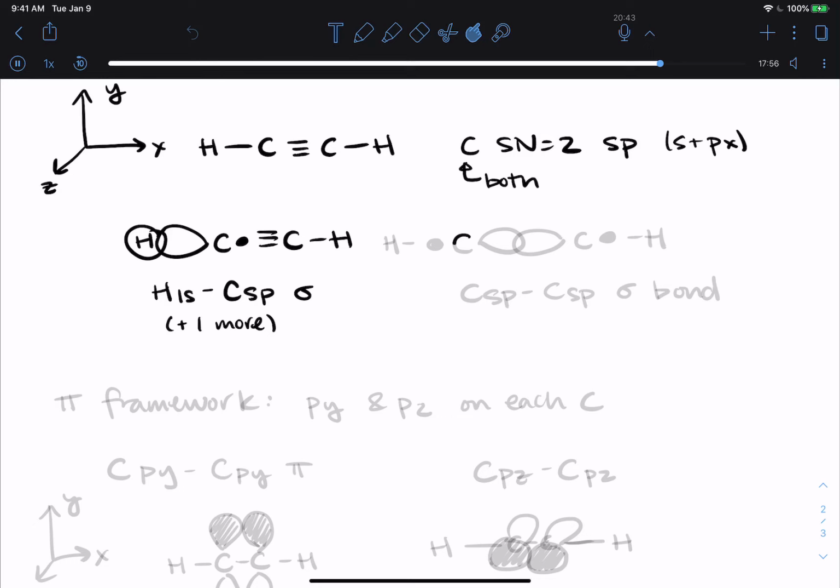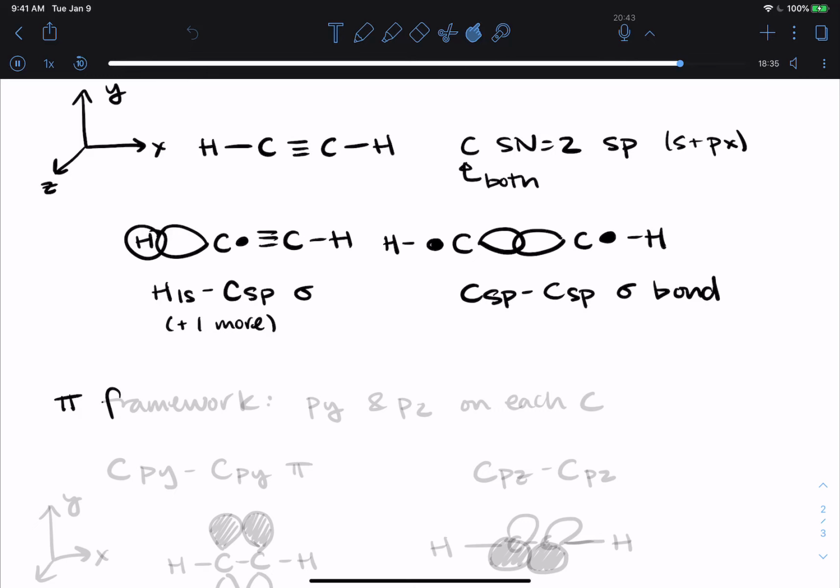So carbon sp overlapping with another carbon sp. Get the little lobes on those orbitals. And then each one of these carbons is still attached to a hydrogen. So carbon sp, sigma bond. And then that triple bond, the other two components of it are pi bonds. So this is the entirety of my sigma framework.